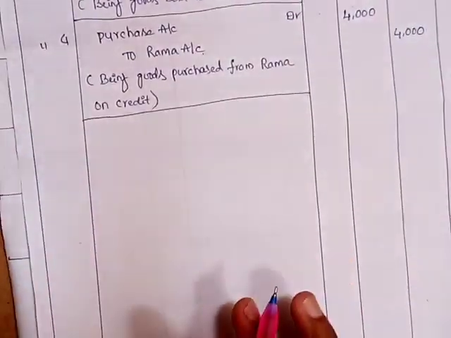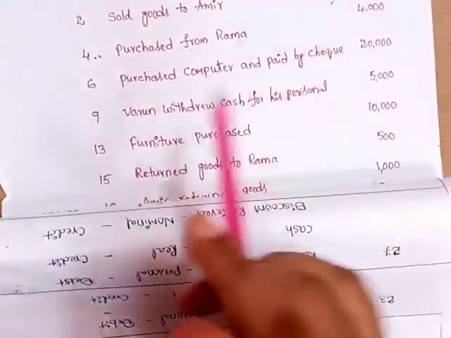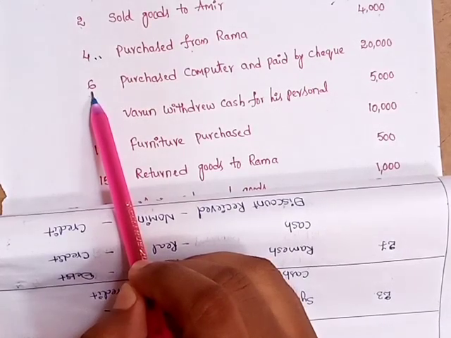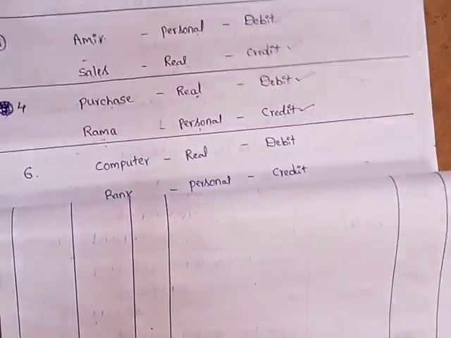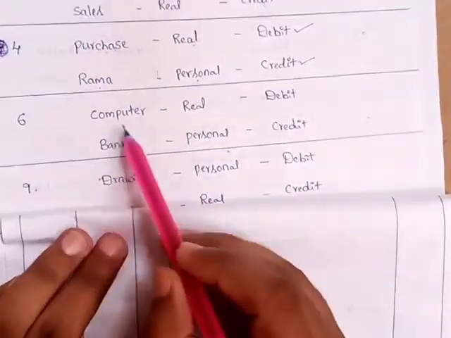Next transaction. Sixth date, purchased computer and paid by check 20,000. So this transaction also has two accounts, two aspects.